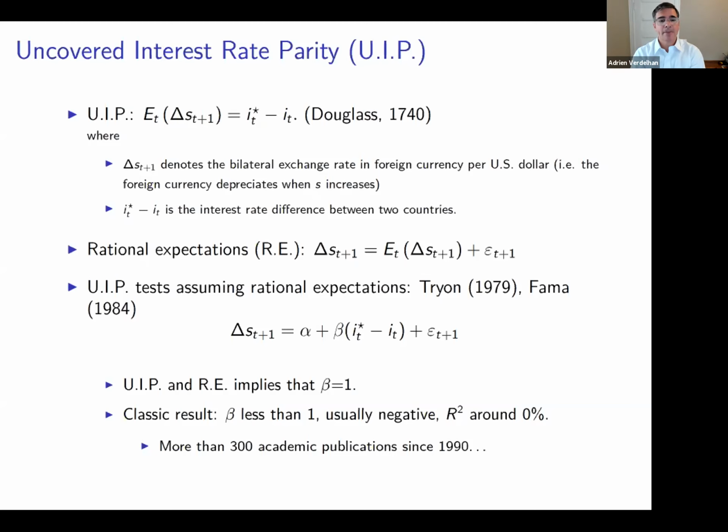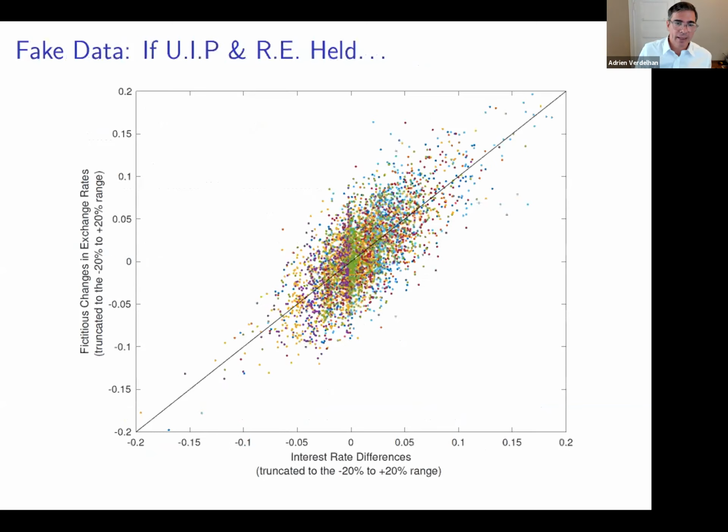Now, I spent some time in this literature, so I can tell you there are more than 300 academic publications on this regression since 1990. And maybe I suggest that we don't add more, okay? So that we've run this regression enough. Now, let me show you maybe just one last time, and then we don't need to look at this anymore.